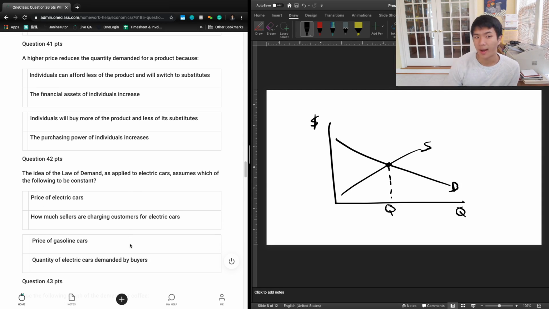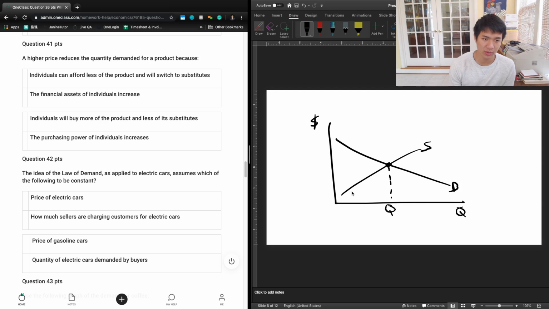Number 41. A higher price reduces the quantity demanded for a product because A, individuals can afford less of the product and will switch to substitutes. B, the financial assets of individuals increase. C, individuals will buy more of the product and less of its substitutes. Or D, the purchasing power of individuals increases. So this question is basically saying, what are the reasons why the law of demand holds true? What is the rationale why higher prices reduce quantity demanded? And so let's break it down by the different answer choices we're allowed to choose between.